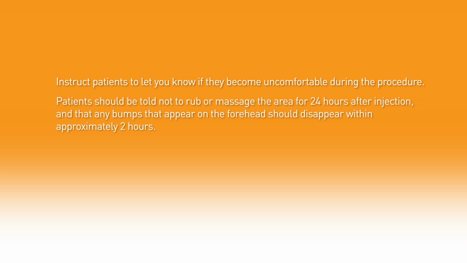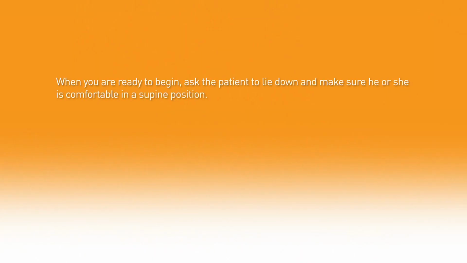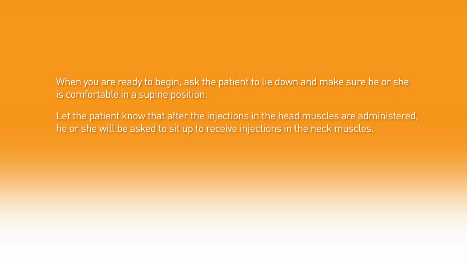Patients should be told not to rub or massage the area for 24 hours after injection, and that any bumps that appear on the forehead should disappear within approximately 2 hours. When you're ready to begin, ask the patient to lie down and make sure he or she is comfortable in a supine position. Let the patient know that after the injections in the head muscles are administered, he or she will be asked to sit up to receive injections in the neck muscles.